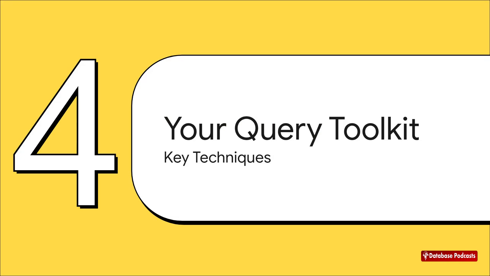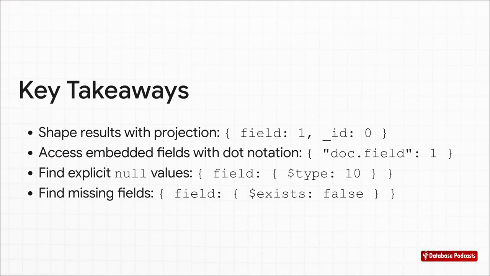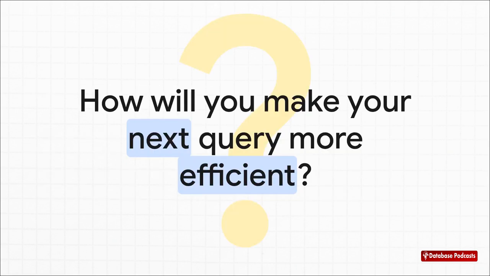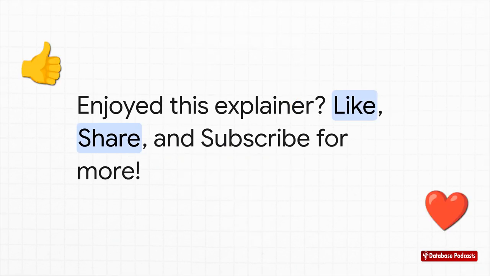So let's consolidate all of this into a clear, simple toolkit that you can take with you for your next project. So, just remember these four essential techniques. Shape your results with projection. Drill into your nested data with dot notation. Find those truly null values with $type 10 and find what's missing with $exists false. I promise, mastering these will make your queries so much more efficient. So, as we wrap up, I'll just leave you with this question. Think about the queries you write every day. After what you've just seen here, how are you going to make your next query more efficient and way more precise? And that is our look at precision querying in MongoDB.